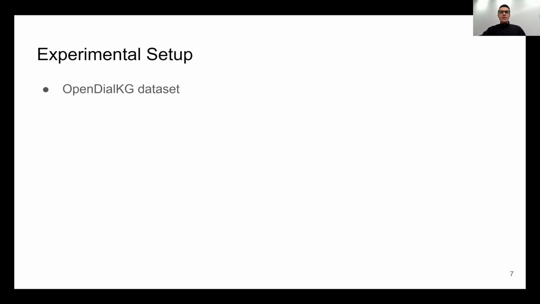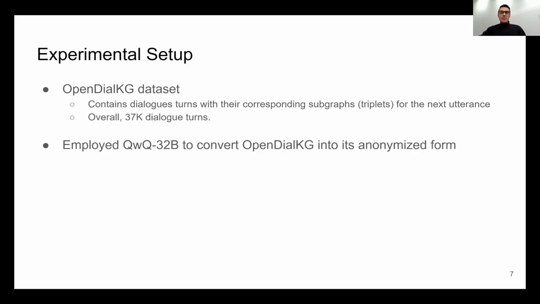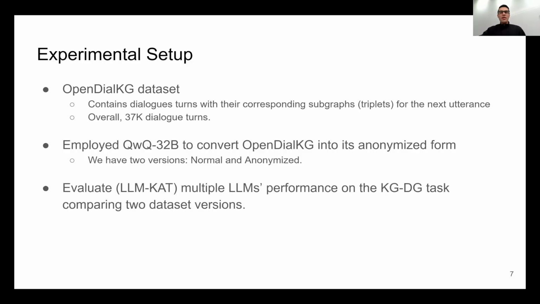We utilize the OpenDialKG dataset, which contains dialogue turns with their corresponding subgraph for the next utterance. Overall, we have 37,000 dialogue generation turns. We employed QwQ 32 billion to convert the OpenDialKG dataset into its anonymized form. Now, we have two versions of the same dataset, normal form and anonymized form. We evaluate the performance of different LLMs with LLM CAT on the KGDG task, comparing these two versions.